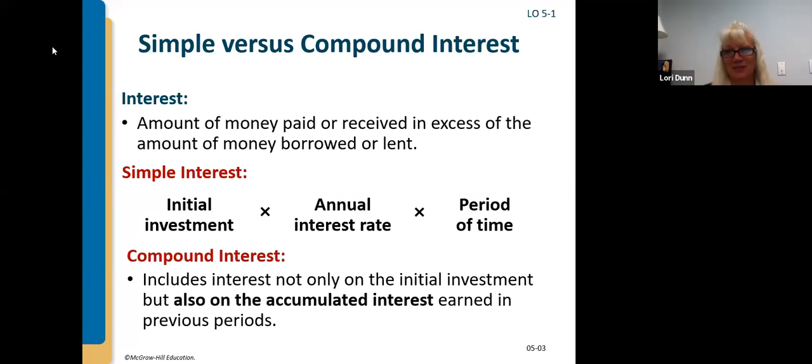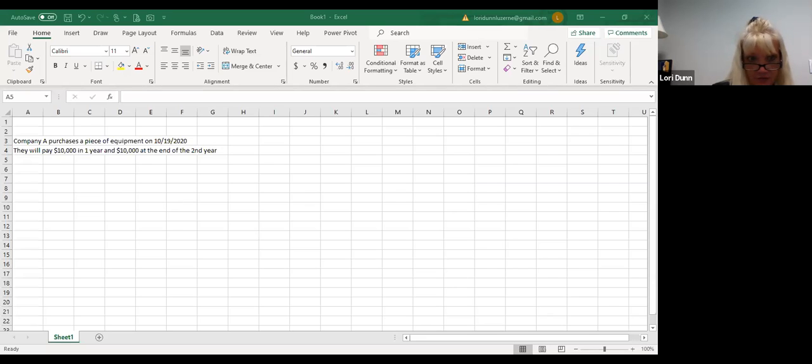Well, that's not how the real world normally calculates interest. It's a little bit more complex than that. Interest is usually calculated on not only the initial investment, but also any interest that's accumulated and added to that initial investment from previous periods. That's called compound interest. Let's show you a quick example to show you the difference. We'll do a simple interest and then we'll do a compound interest.